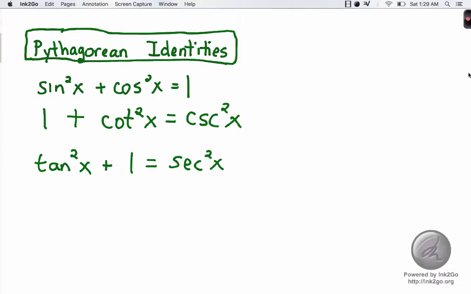Be prepared to know that you will often have to rewrite each of these equations for some substitution. For example, I could rewrite this second Pythagorean identity as 1 minus cosecant squared of x is equal to negative cotangent squared of x. Sometimes you'll need to do this in order to substitute in your Pythagorean identities.